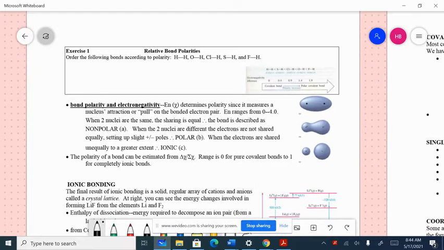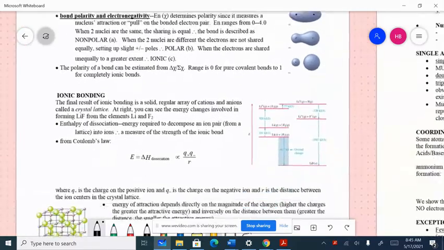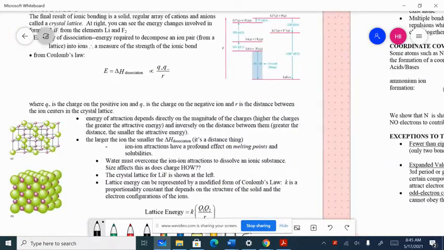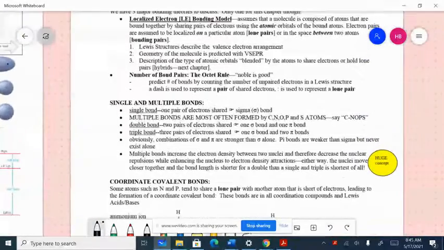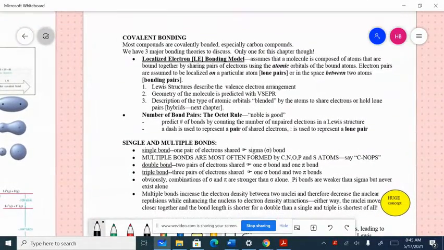So bond polarity and electronegativity is a measure of the nucleus's attraction or pull on the bonded electron pairs. When the two nuclei are identical, the sharing is equal, and that's nonpolar. Anything greater than that is going to have a level of polarity to it, until the electronegativity difference becomes too great, then it will be an ionic bond and will result in an exchange of electrons. So let's go and see what this means for us.